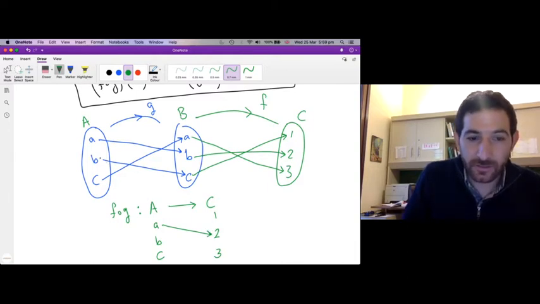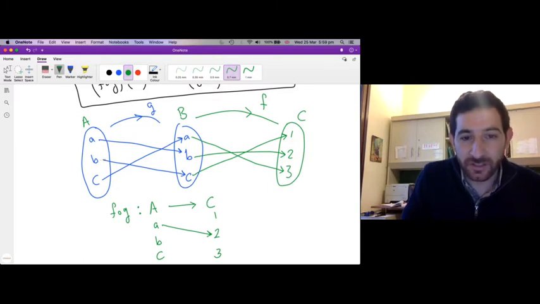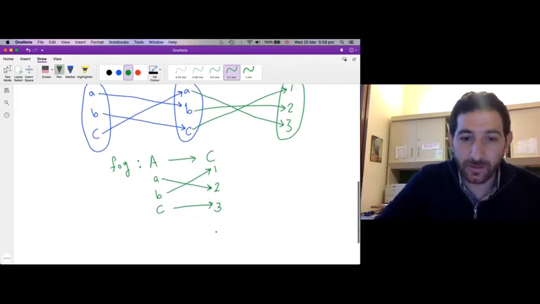Now let's see what is the image of b under the new function. What is the new function? First apply g, and then after this apply f. So b, apply to it g, you get c, and then apply f, you get 1. So b goes to 1. And now look at c. C, apply g to it, you get a, and apply f to it, you get 3. So c goes to 3. Okay, so this is the composition.